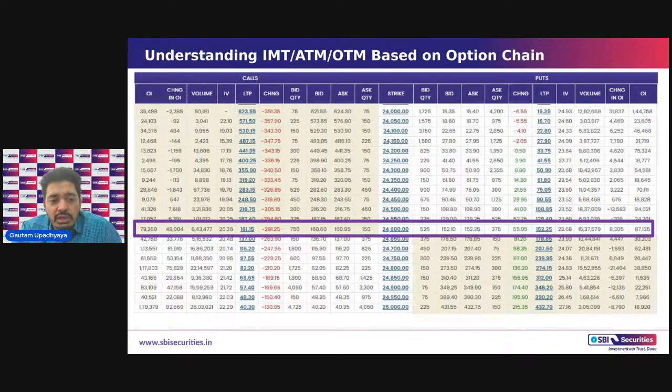24,600 is an at the money option, because Nifty is currently around the 24,000 level or slightly below it. So clearly 24,600 is an at the money option, and its option premium of 160 is completely time value. What I mean by this is, if the index closes at 24,600 on the 15th May expiry, this option premium will become zero. It has no intrinsic value. It has completely time value.